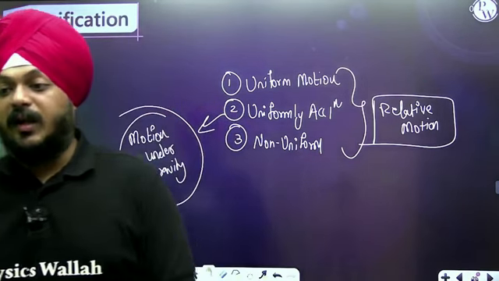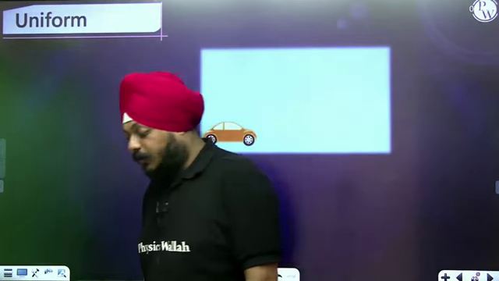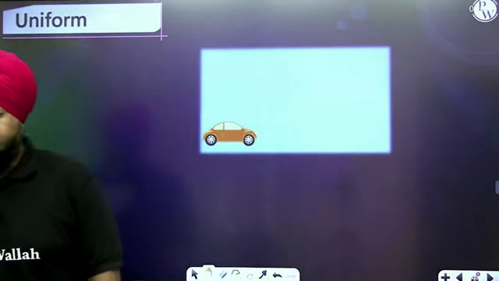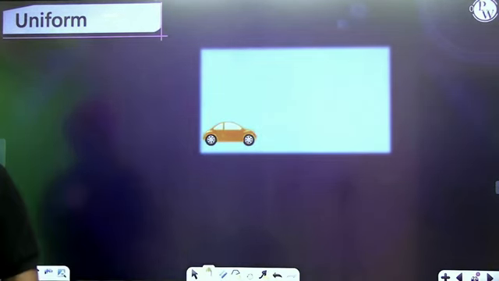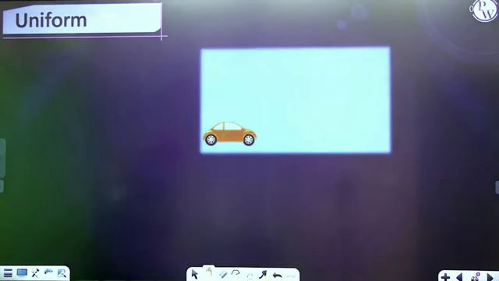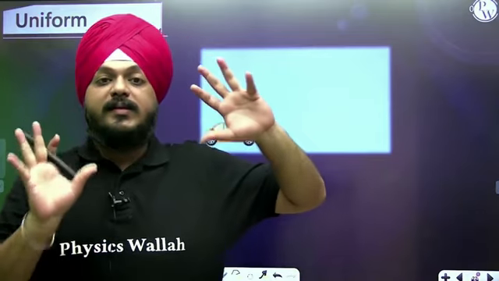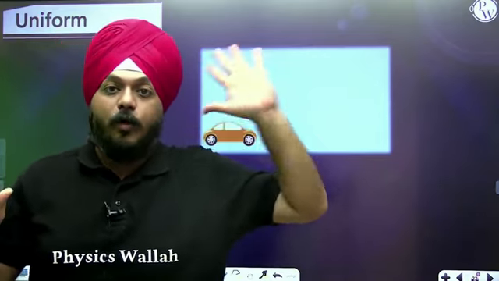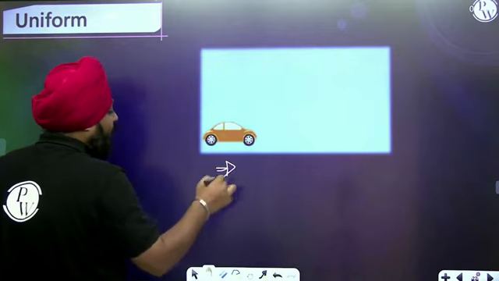Motion under gravity. Okay. So let's start with uniform motion. What exactly is uniform motion? It's a very simple definition, and the entire concept is based on only one formula. A very simple concept based on a single formula. So I must write it down without wasting time.